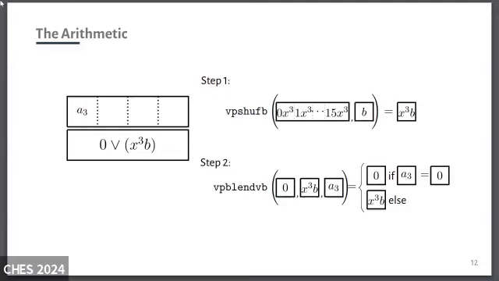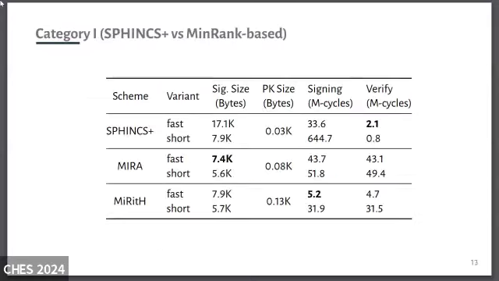field multiplications in parallel. This yields overall an improvement in the instruction count of 11.5%, which translates to the following table. On the table you see the two MinRank-based submissions to the additional call for signature schemes by the NIST, Mira and Mirath. And additionally, for better comparison, I added SPHINCS+, the hash-based signature scheme, or the new standard.